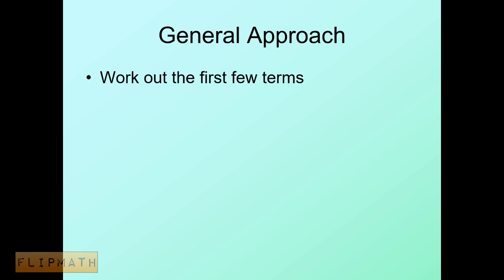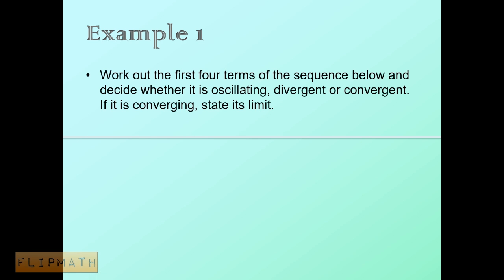The general approach, like I said before, was to work out the first few terms and then examine for patterns. So the first example, and we're going to take the same approach for all of these. We're going to work out the first four terms of the sequence and decide whether it's oscillating, divergent, or convergent, and if it's converging, we're going to state its limit or the value that it's tending towards.